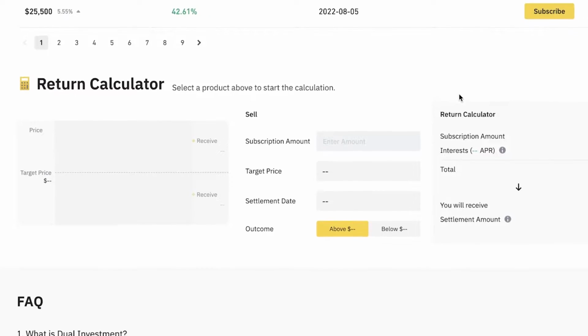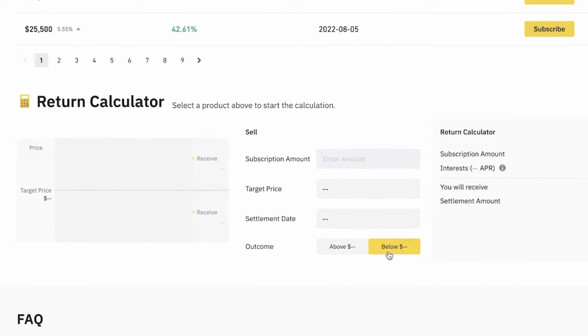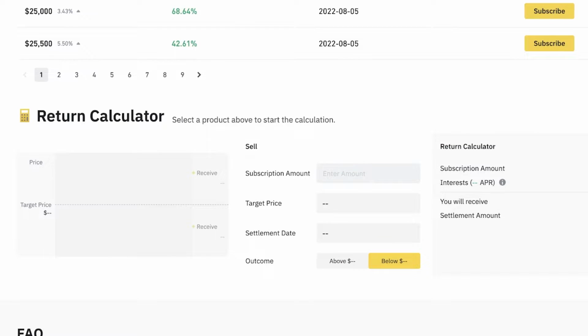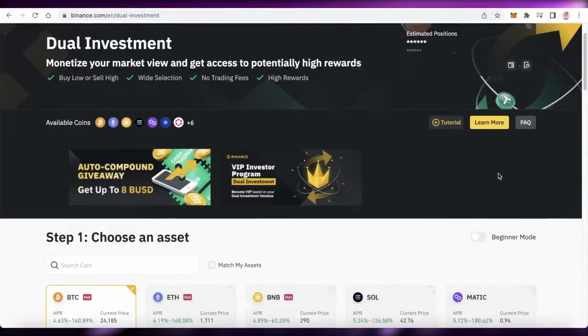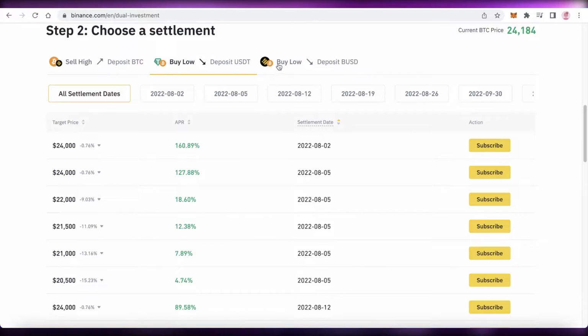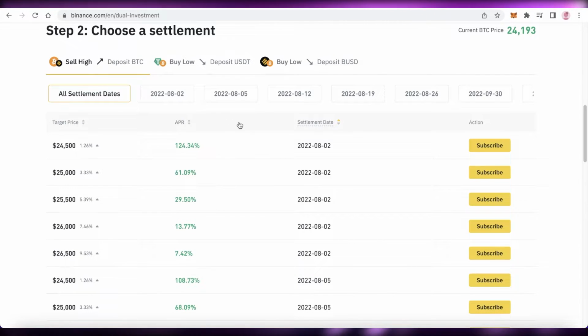So you can see that you are going to be able to make multiple different types of gains with this. And if you go with the below trade, you're going to receive your interest plus the subscription amount as the settlement amount. Now, you can take a look at the multiple different settlement offers, and you can choose a specific date from over here as well.